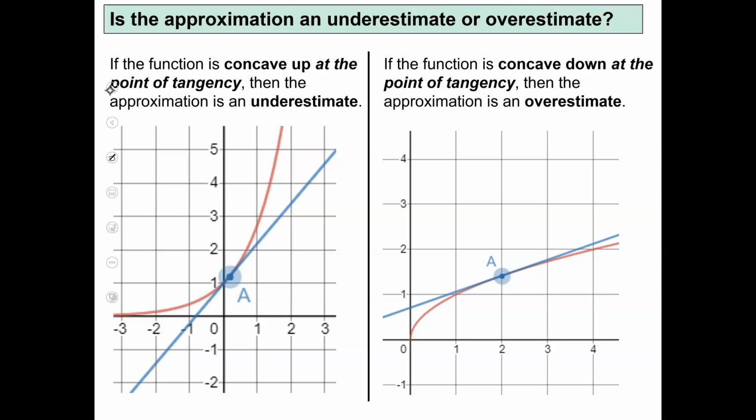Then it's an overestimate, because if I were to graph the tangent line on something that's concave down, we will notice that the tangent line is going to be above the curve everywhere except for the point of tangency. Because of that, the value we're getting from the tangent line is bigger than the value we're getting from the function itself. Okay, so good?